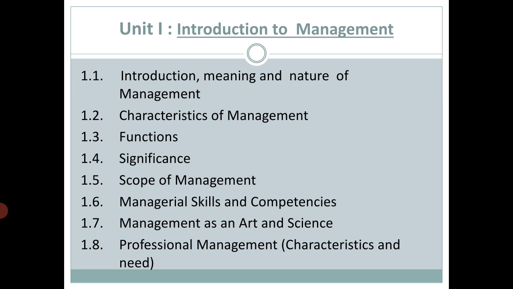Whenever we discussed this point, management as an art and science, we highlighted some of the characteristics of art and some of the characteristics of science, and which of these characteristics are applicable to management, whether management is an art or a science. We need to go through and memorize all these characteristics so that it will be easier for us to answer the questions if they are asked related to management as an art or science.